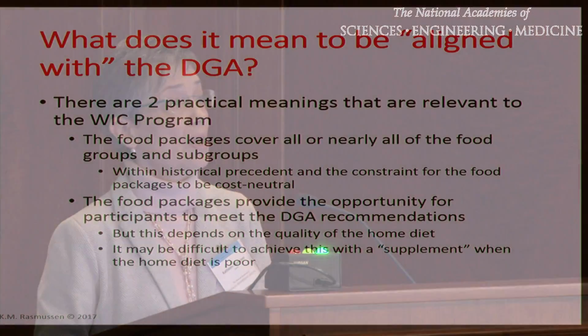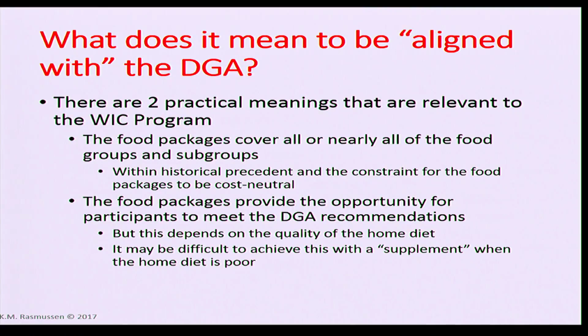The other way to think about it is that the food packages provide the opportunity for participants to meet the dietary guidelines recommendations. But this depends on the quality of the home diet. It may be difficult to achieve a dietary intake that goes all the way to the dietary guidelines recommendation if the home diet is poor. And we're talking about low-income women and children here, so the diet may well be poor.